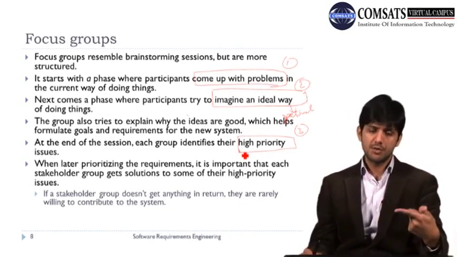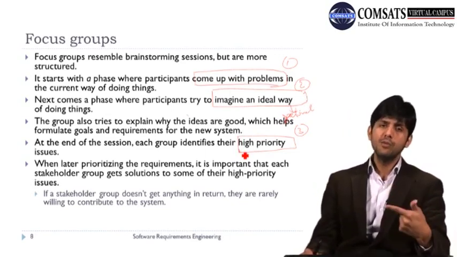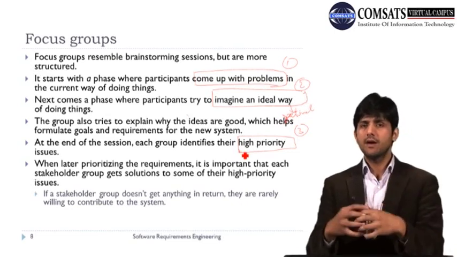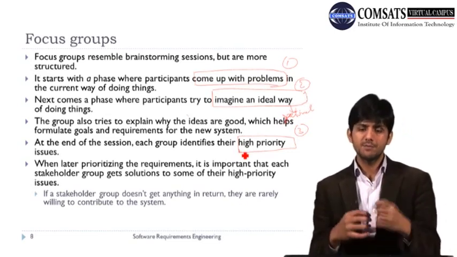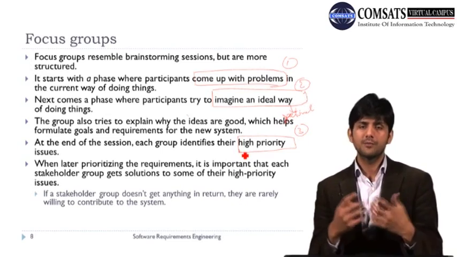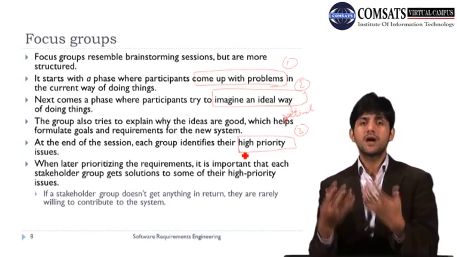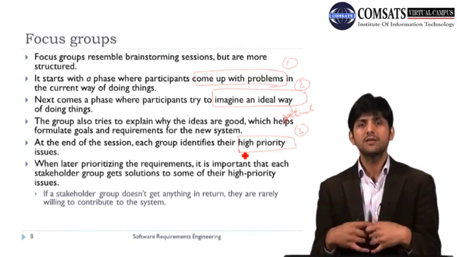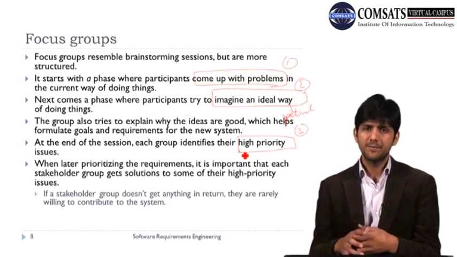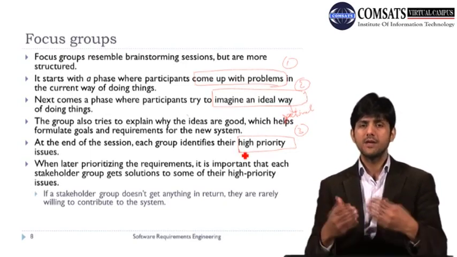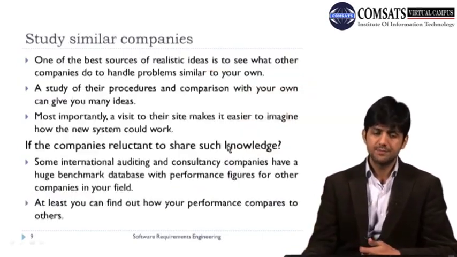So we know that focus groups are very similar to brainstorming sessions, but they are more formal. You would divide it into multiple phases, where in the initial phase people come and try to think of what the problems are with their current way of doing things. Then they imagine an ideal solution, then they give a rationale of that ideal solution, and then they prioritize their issues. And this is very helpful when you are trying to finalize the requirements.